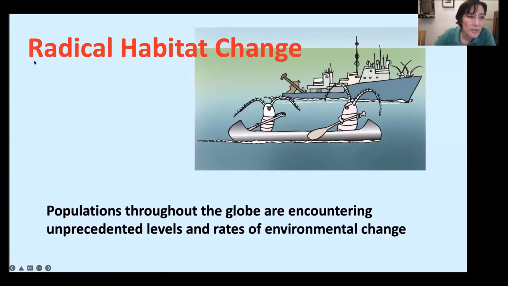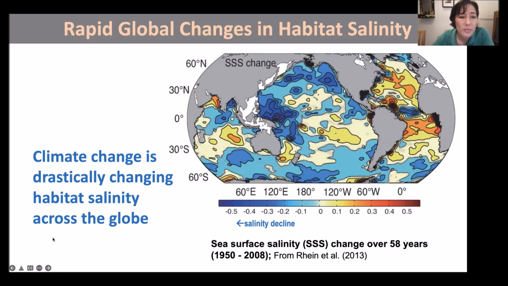So one thing I first like to mention is that populations throughout the globe are encountering unprecedented levels and rates of environmental change. One of the most dramatic changes being caused by climate change is drastically changing habitat salinities across the globe. If you look at this map, which is based on data from 58 years, you can see that salinity has already declined in many coastal and high latitude regions, and salinity is increasing in many equatorial areas.